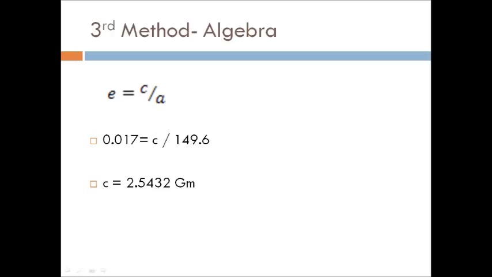So to solve this algebraically, you can use the equation e equals c over a, or eccentricity equals the distance from the center to the foci over the semi-major axis. When you insert the values and solve for c, you get 2.5432 gigameters.